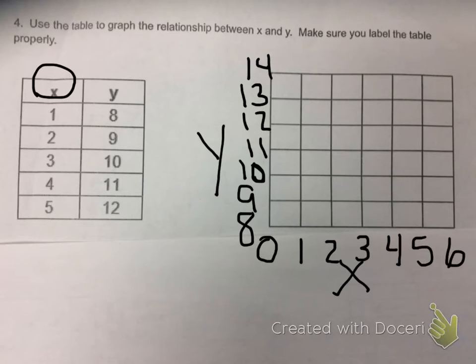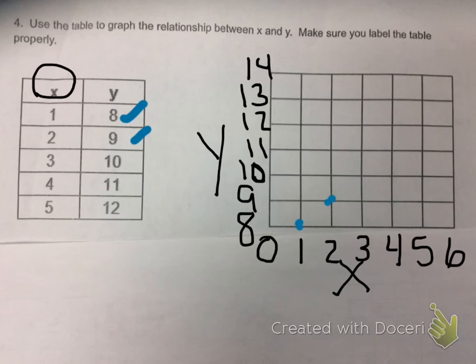I'm going to switch here and do X is 1 and Y is 8. So I'm going to start down here at the origin and go over to the right 1 space and up to the 8. Well, the 8 in my graph is right on the bottom, so I'm going to put my dot right there. The next row says that X is 2 and Y is 9. So I'm going to start at 0, 8, go over to the right 2 and up to 9 and put a dot there. Done with that one.